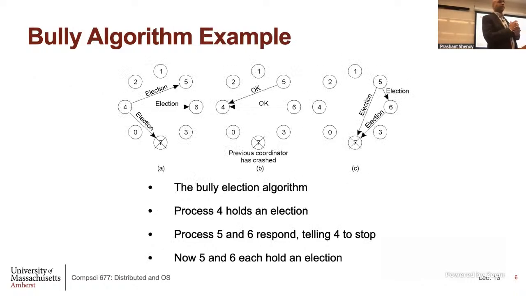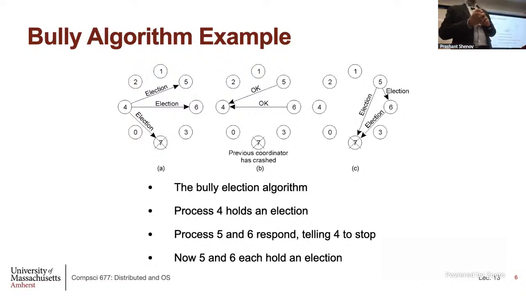Here is a picture. I'm going to first explain this with a picture, and then we'll see how this works. Let's say there are processes numbered from 0 through 7 that are part of your distributed system. 7 was the previous coordinator. It's failed, so it's now gone. At some point, 4 is going to detect that it's not heard from 7 in a while, and say, let's start an election.